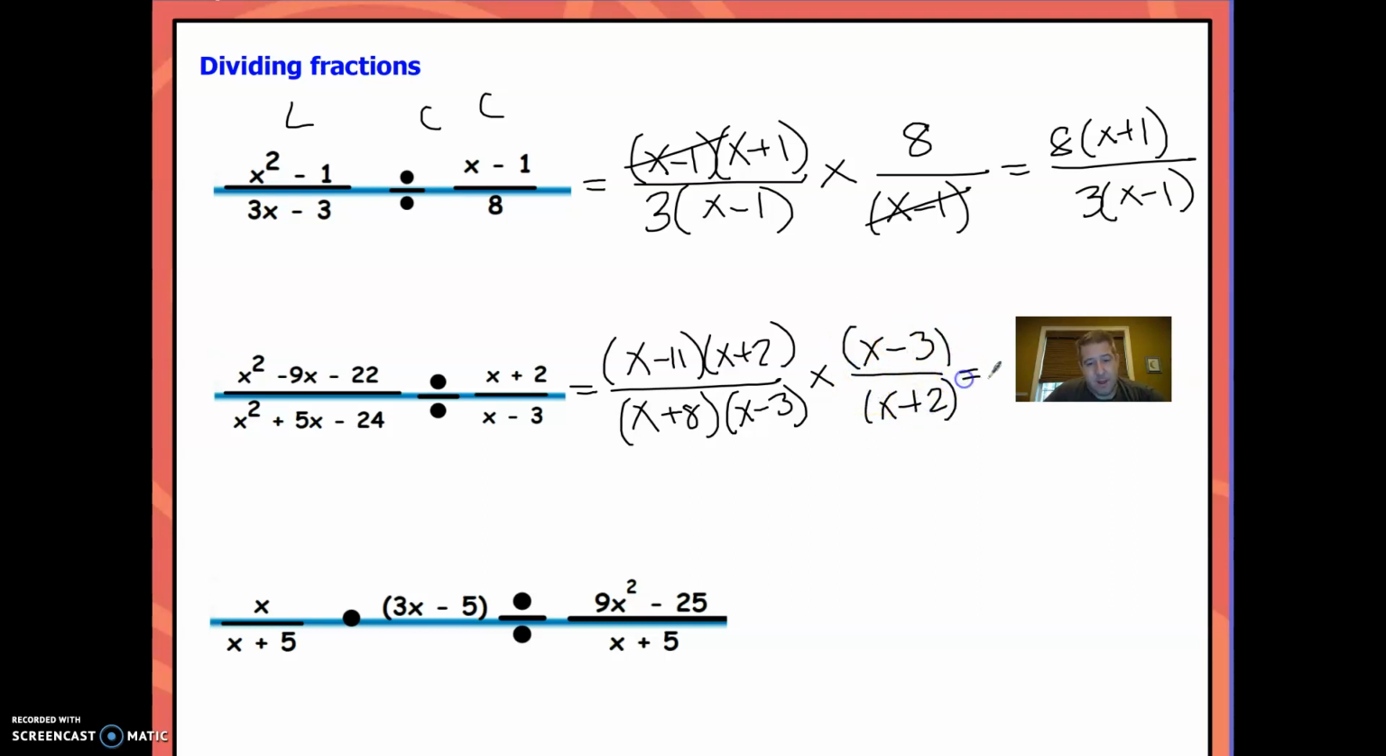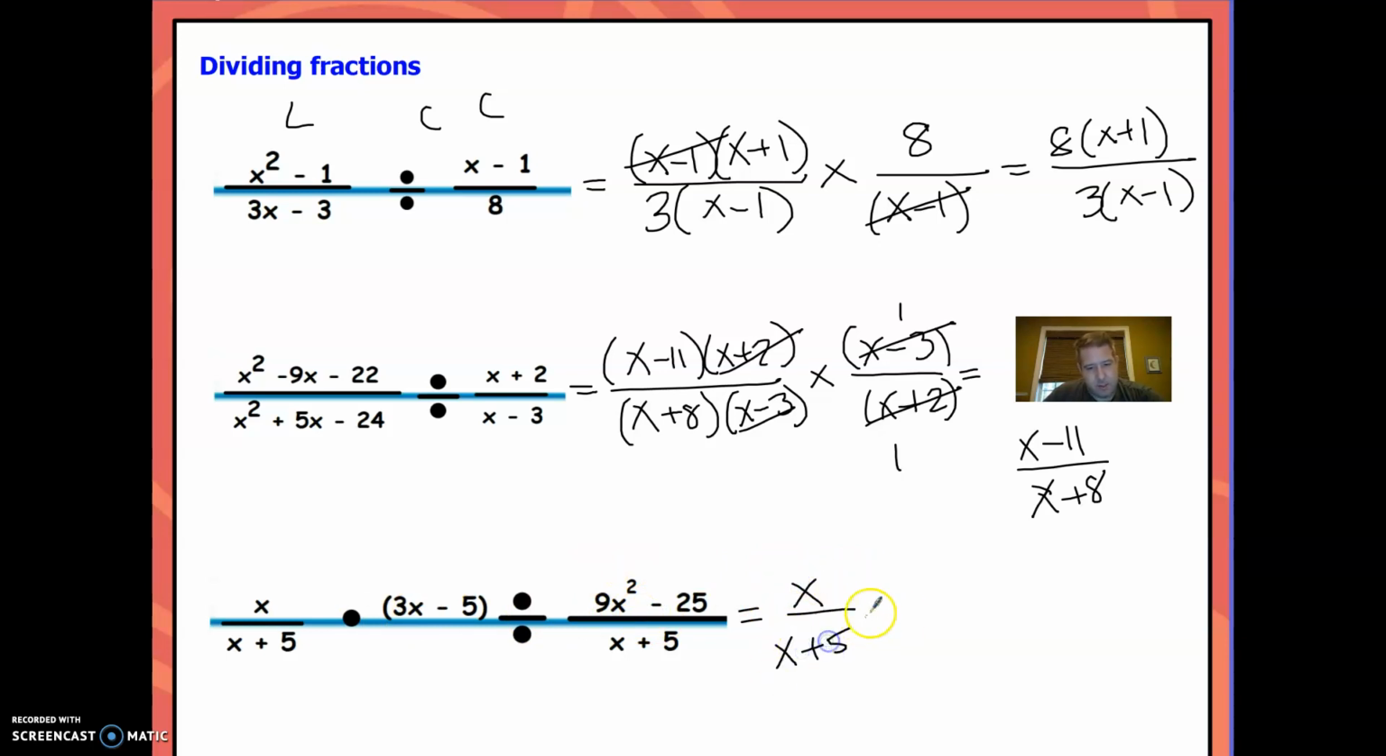Now I'm going to look to see if I can simplify by reducing diagonally, which I can. I can also reduce diagonally here. This turns into 1, so does the bottom. And it looks like I'm left with my answer, which is x minus 11 over x plus 8. All right, last example for dividing. This time we actually have multiple things going on here. So we have 3 different rationals being multiplied or divided by each other.